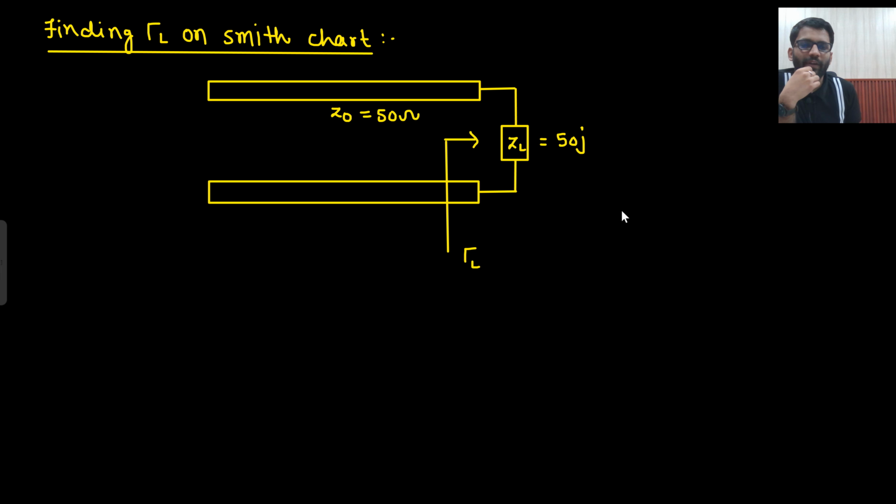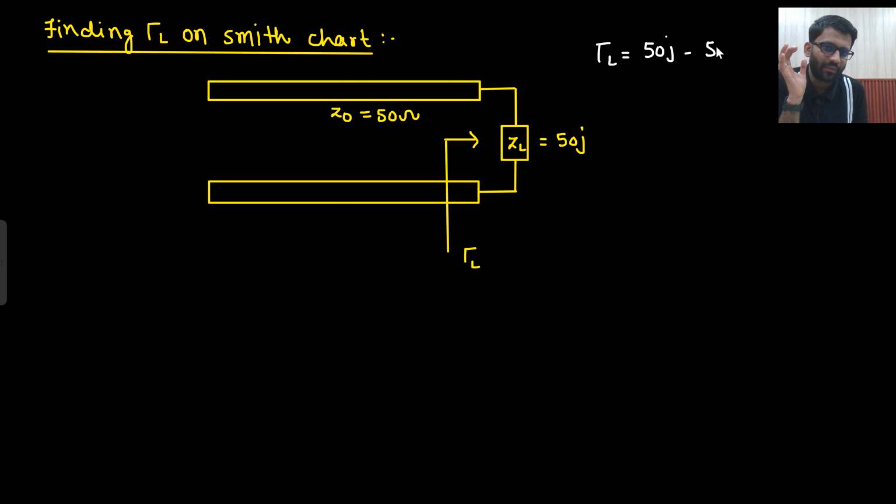Okay, so what we are going to find now? Using the Smith chart, we are going to find certain things. First we are going to find gamma L on Smith chart, that is, how to find the reflection coefficient at load using the Smith chart. So first we will find it using our formula only. What was our formula? ZL minus Z0 upon ZL plus Z0.